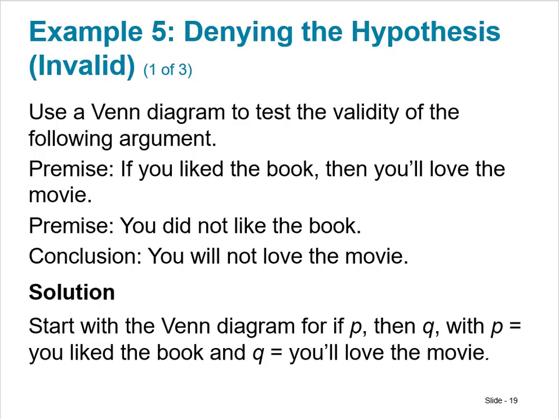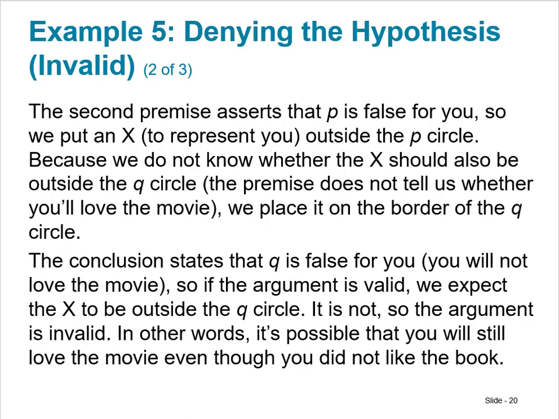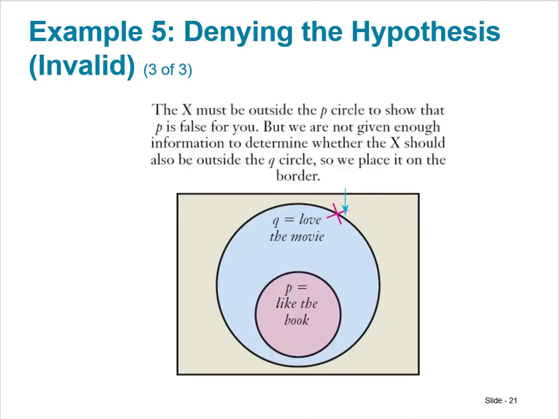Okay, how about example 5, denying the hypothesis? Again, we can use a Venn diagram to test this one. The premise is, if you liked the book, then you'll love the movie. Premise is, you did not like the book. Conclusion, you will not like the movie. So let's start the Venn diagram and see where we go from there. So here's our Venn diagram. If you like the book, then you'll love the movie. Just like before, it's always P inside Q.